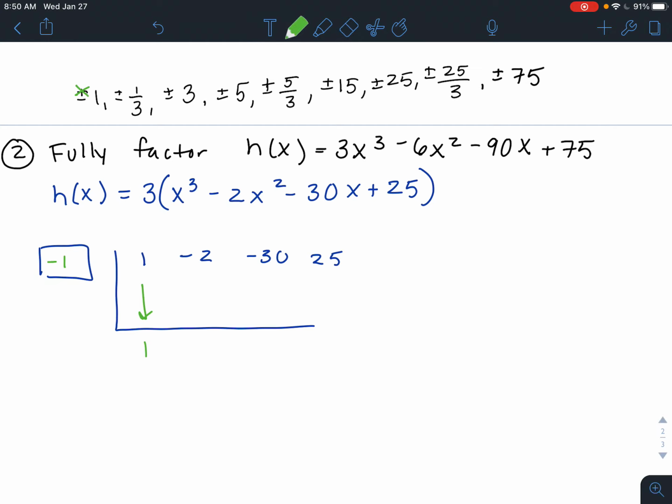Okay, let's test -1 then. So if I multiply, I get -1. It's going to add to give me -3, 3, -27, 27. Okay, so -1 doesn't work. So the 1s are out.